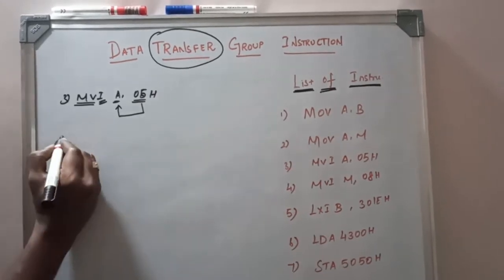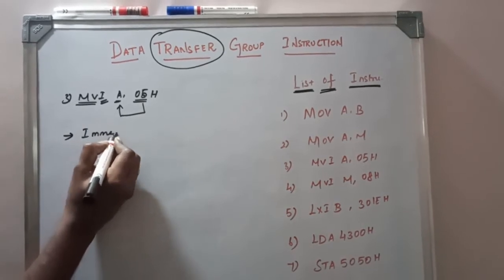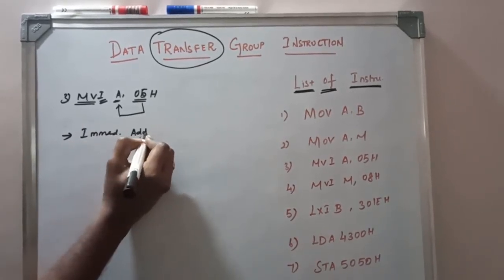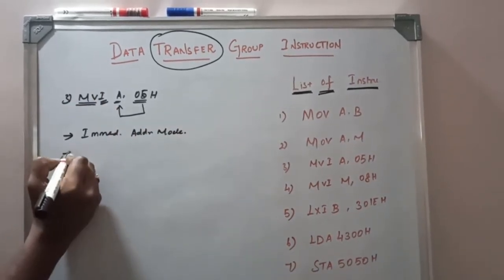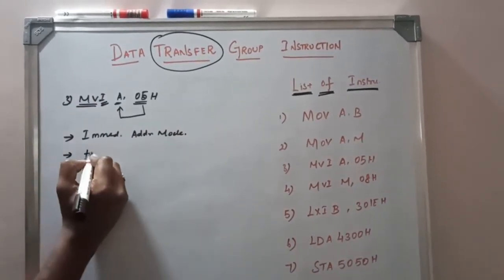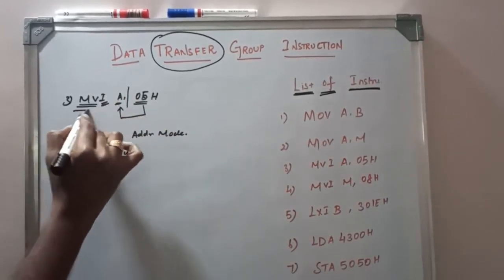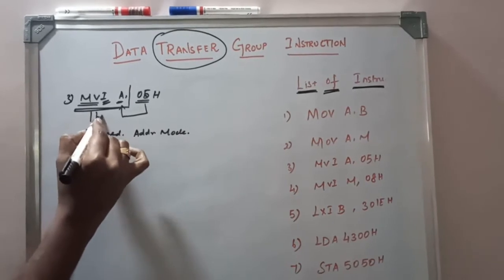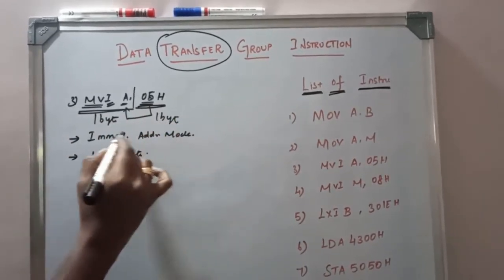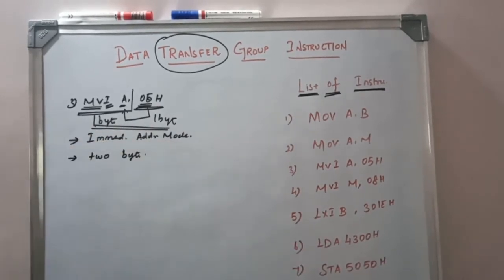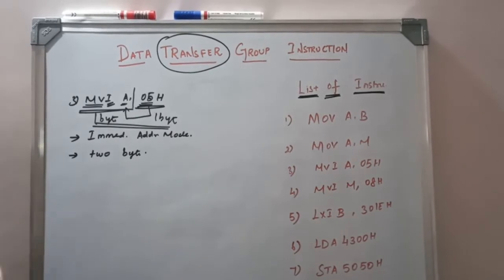The type of addressing mode is immediate addressing mode. The byte of the instruction is 2 bytes. The opcode is 1 byte and the operand is another 1 byte, so totally this is a 2-byte instruction. Now we discuss an example of this instruction.